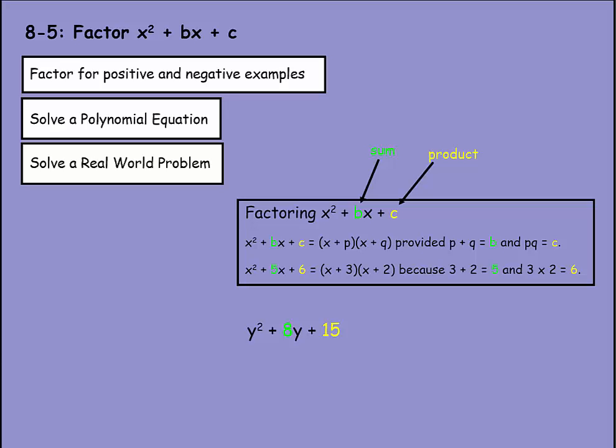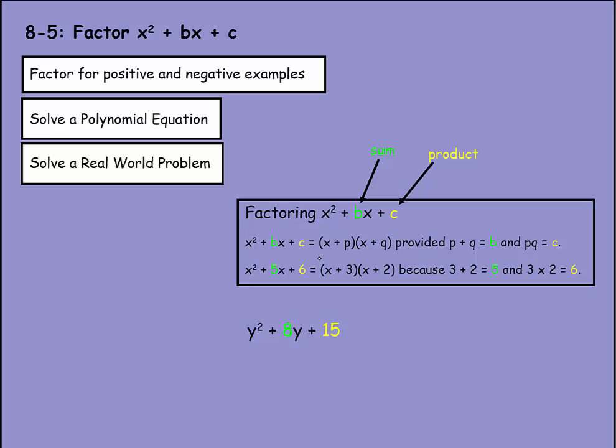We're on lesson 5 of chapter 8, which we're going to factor x squared plus bx plus c. First, we're going to factor for positive and negative examples. Then we're going to solve a polynomial equation. Then we're going to solve a real-world problem. When you have this expression x squared plus bx plus c, factoring it usually makes it easier to solve.